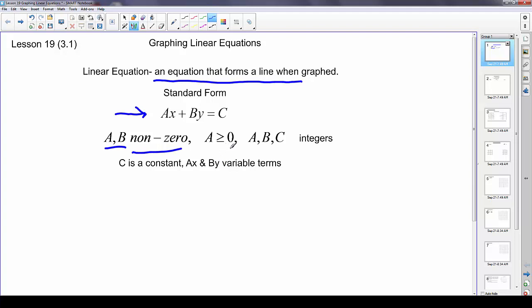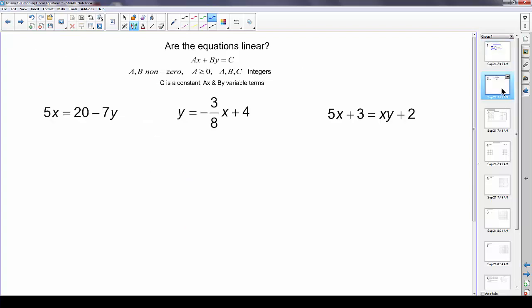A and b are typically non-zero numbers. A is always greater than or equal to 0, so it's always positive. A, B, and C must all be integers. C is going to be a constant, and A and B are always variable terms. So let's keep that in mind when we go to this next page and ask, are these equations linear? If they're linear, we have to be able to put them in this form right here.